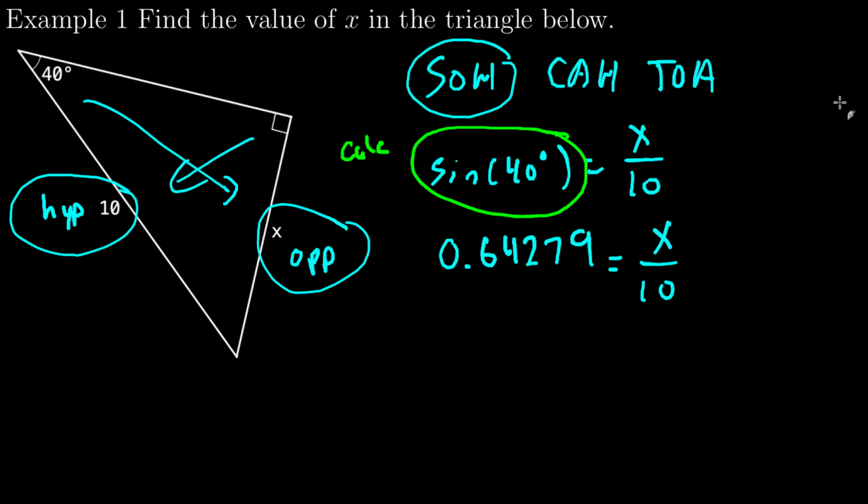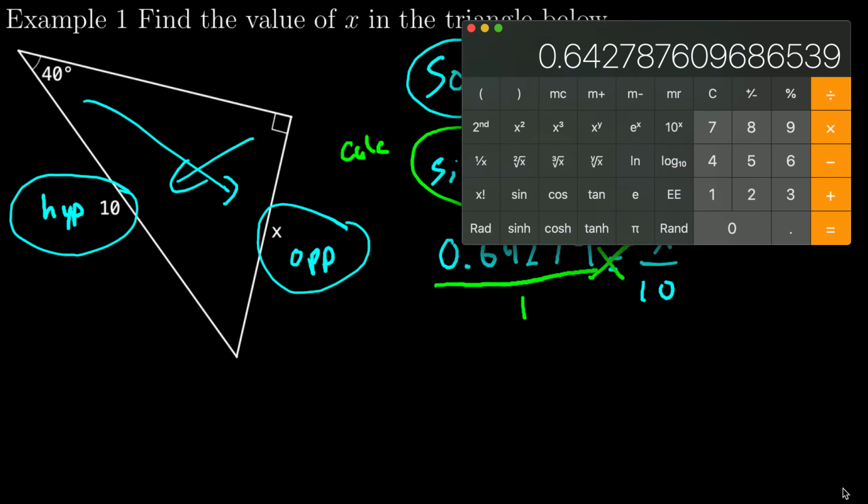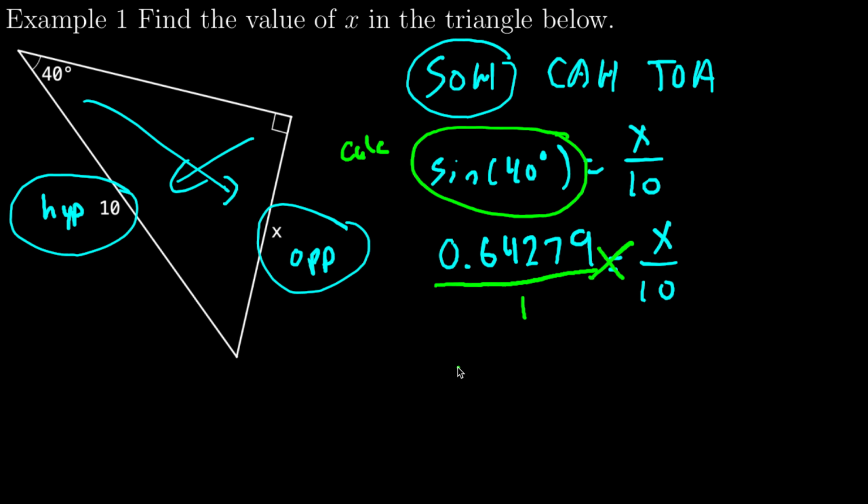Now, there are a couple of options, but I'll show you what's probably the simplest in general cases. I can put a 1 under this and cross multiply. So I will get 10 times this. So I go and do times 10. That will give me 6.4279 equals 1 times x, which is 1x.